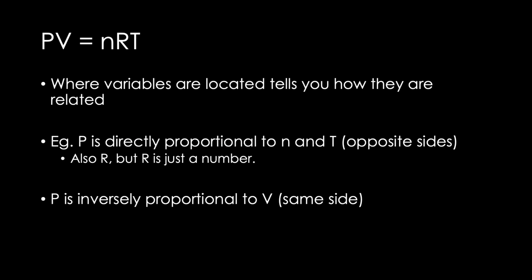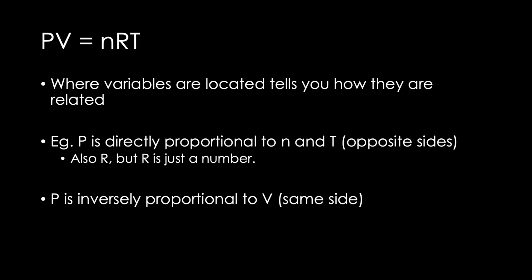Now that we know the units, we can look at how each variable changes in relation to one another. The first thing is that R will not vary. It's just a constant. So we really only have 4 variables. Where these variables are located can tell us how they're related to one another. Variables on opposite sides of the equation are directly proportional. This means that if you increase one while holding 2 others constant, the 4th variable will also increase.